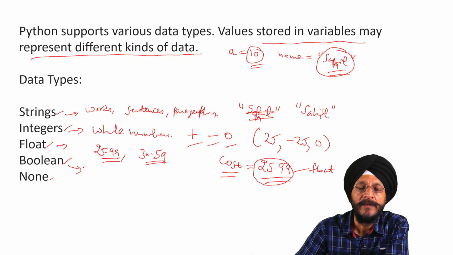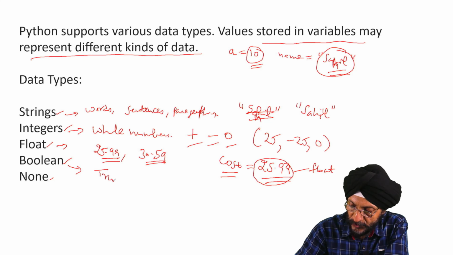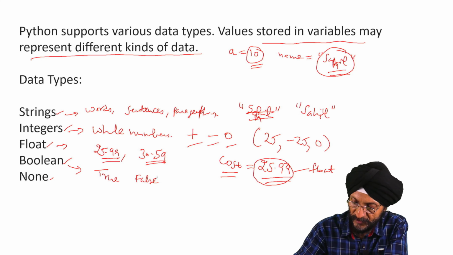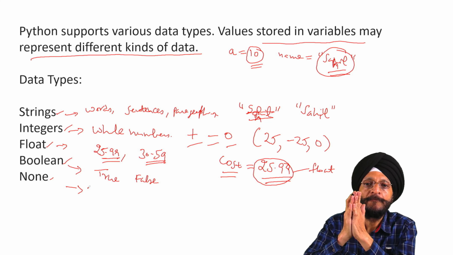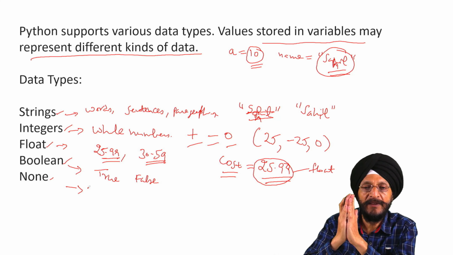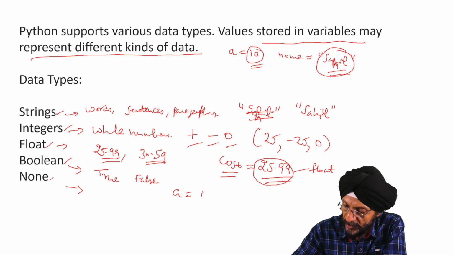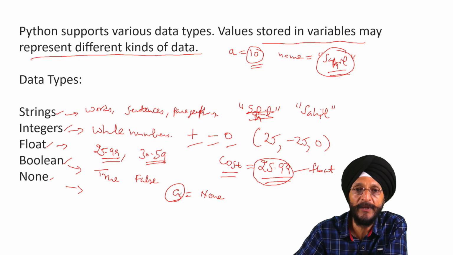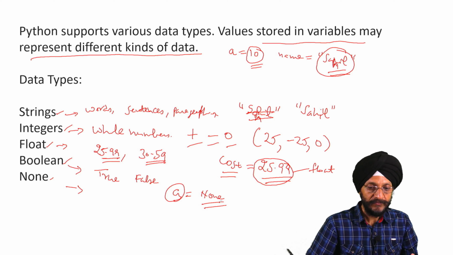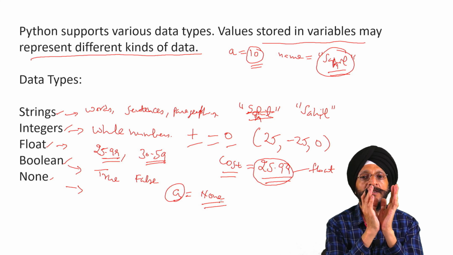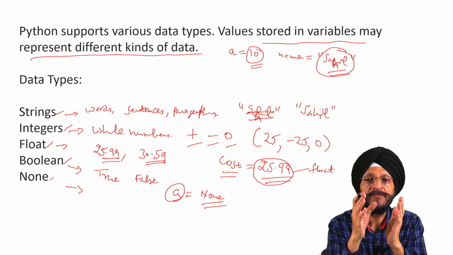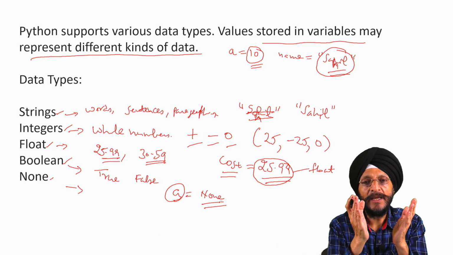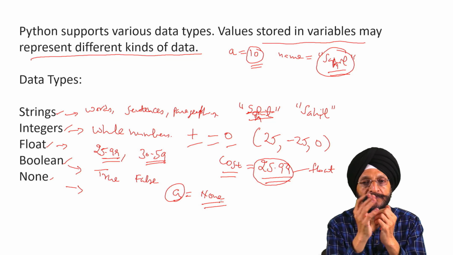Boolean, this value can be only of two types, true or false. When we do not want to store any value in a variable name, say a is equal to none, this is the variable name, and none is the data type. So now we will use Visual Studio Code to actually see how the data types can be found out.